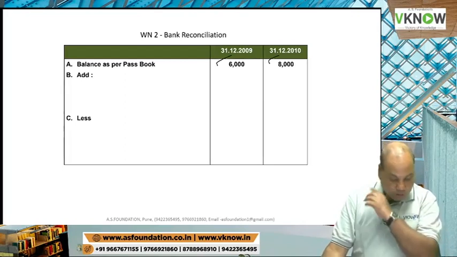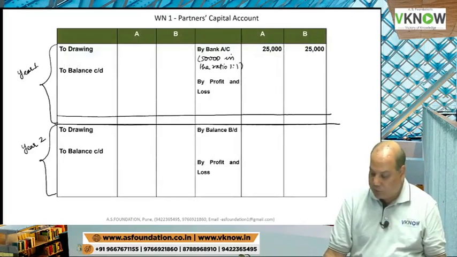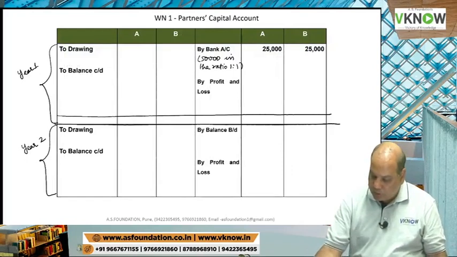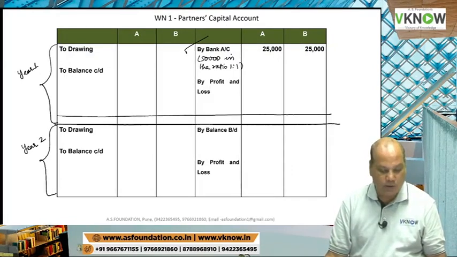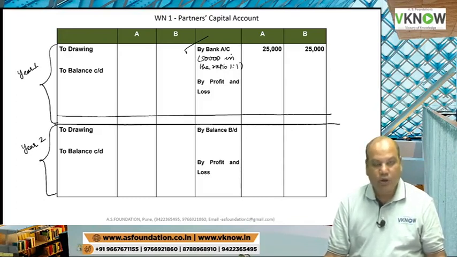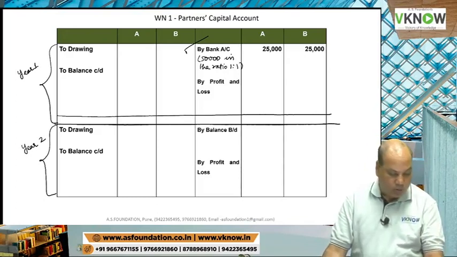These two figures we have already reported in the partner's account, by bank account 25,000, 25,000. Done. Let us start. Now it will take only 5 minutes.